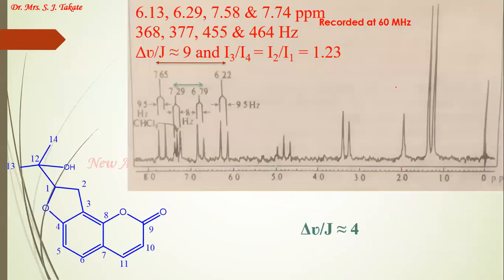This is one example where we can get the AB quartets. So look at this compound. This is columbiantine and this is its spectrum. Look at this spectrum very carefully, and in the next lecture we'll see this spectrum again in detail.